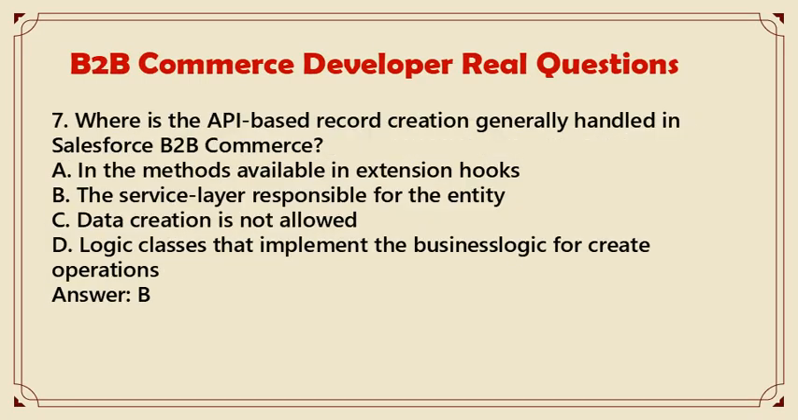7. Where is the API-based record creation generally handled in Salesforce B2B Commerce? A. In the methods available in extension hooks. B. The service layer responsible for the entity. C. Data creation is not allowed. D. Logic classes that implement the business logic for create operations. Answer. B.